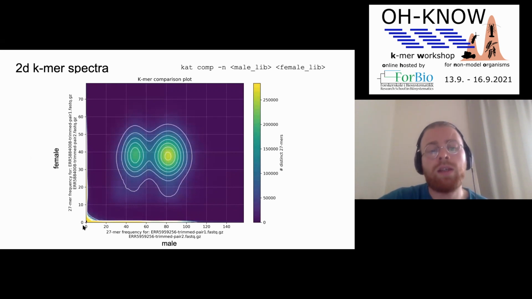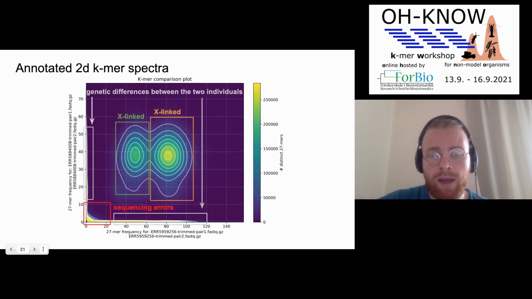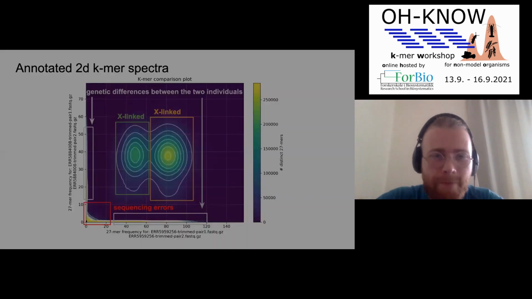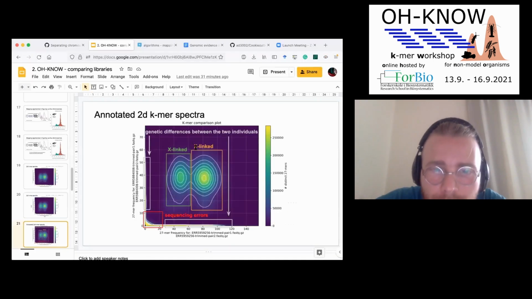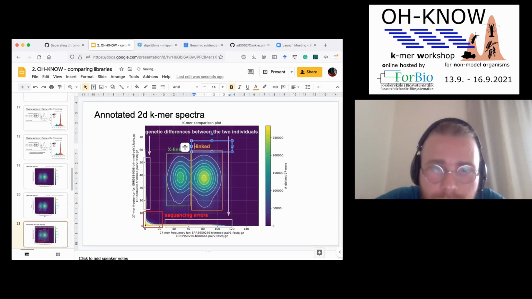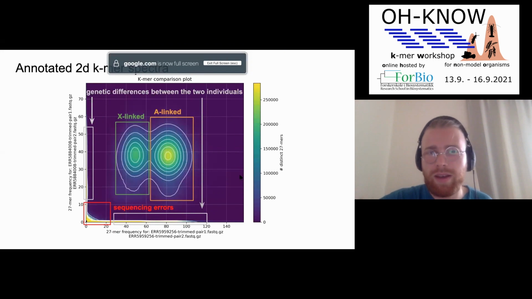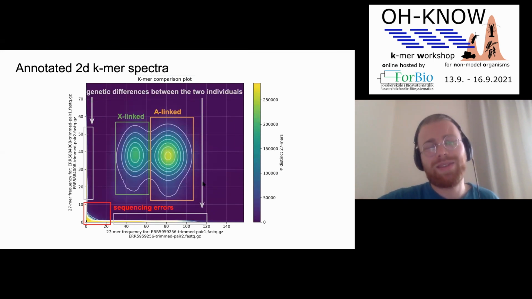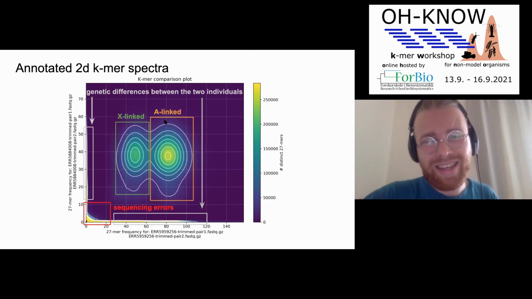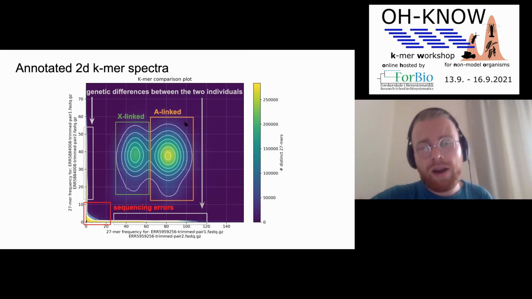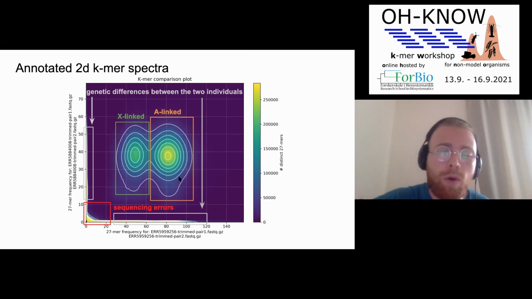As I said, the bottom one is male, the top one is female. And here I annotated it for you. Oh no, this is A-link. Does everybody see? Yeah, okay. That's something that should not be missed.